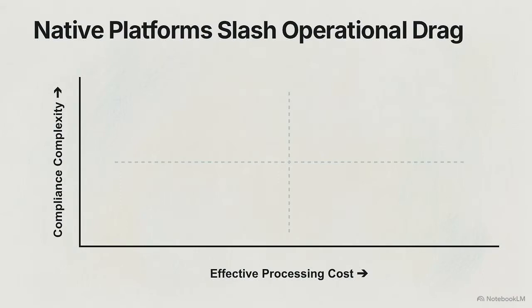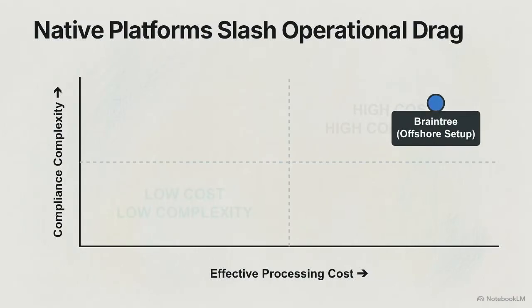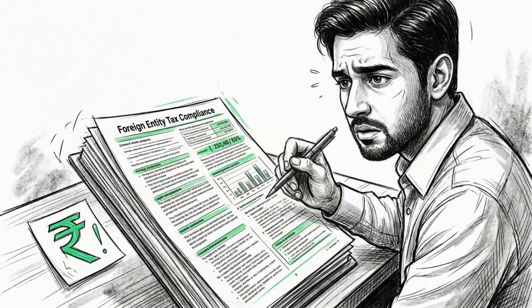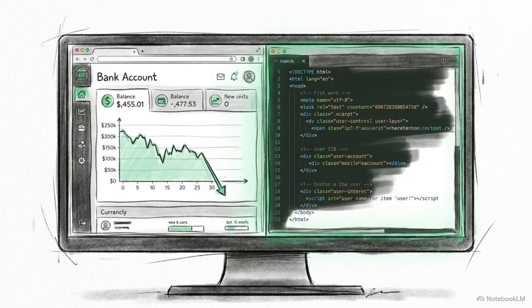This chart compares setup effort versus actual cost. The Braintree offshore setup sits sharply up here in the high complexity and high cost quadrant. Platforms built natively for cross-border Indian payments, like Playto Pay, sit entirely on the opposite end, low complexity and low cost. Operating in the high-friction quadrant before your business actually needs to will erode your cash reserves and pull your attention away from building your product.